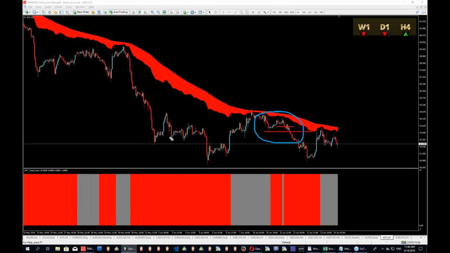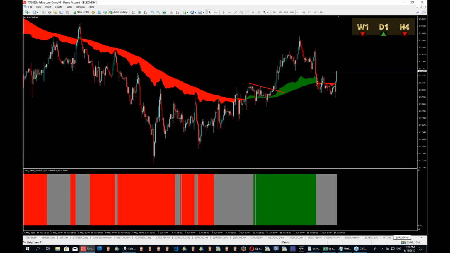So that was an amazing sell here. We came to the cloud, started forming lower highs, and the more conservative and the more aggressive entries both managed to pay. Now, not ideal. Why? Because this thing is still gray, and we need it to become red before we can go ahead and sell. So that was one very interesting and cool opportunity.